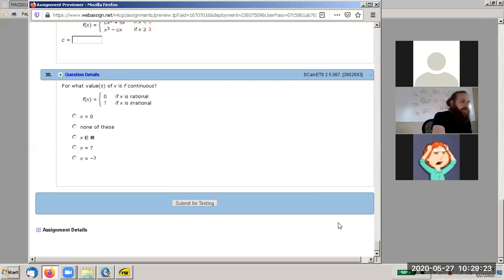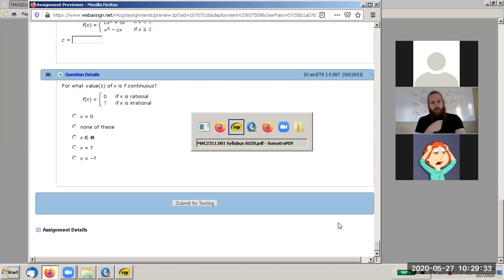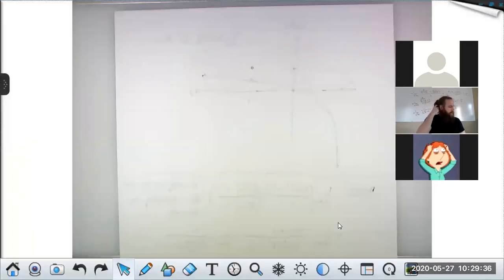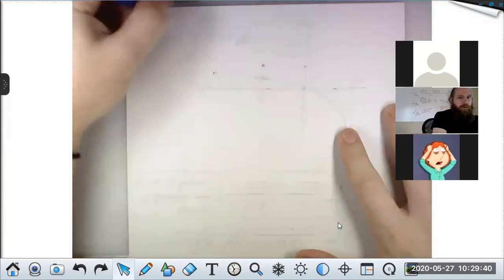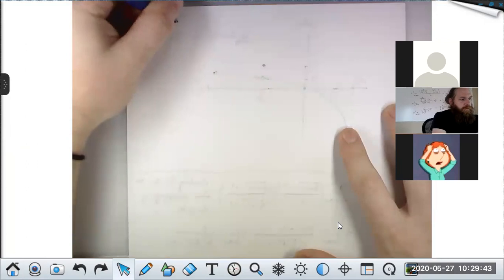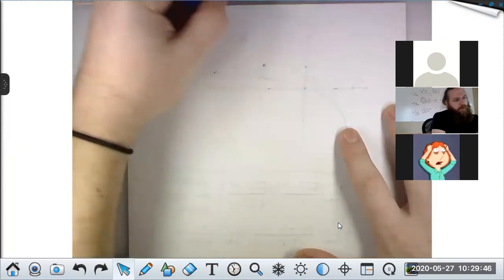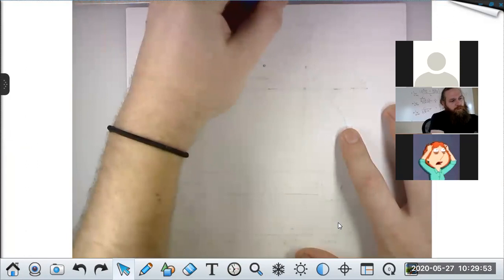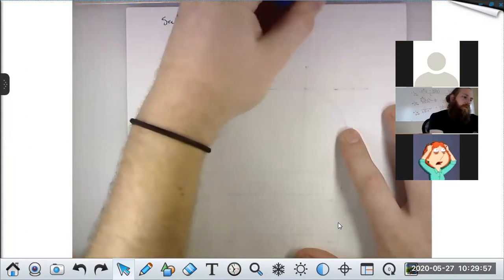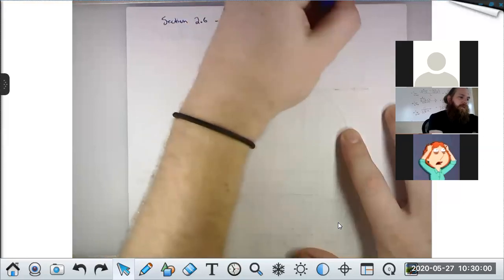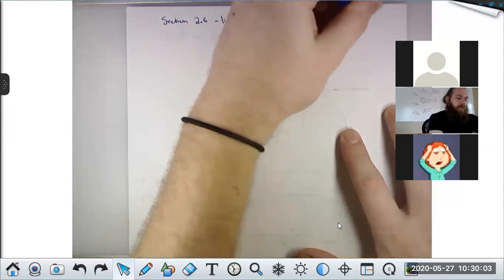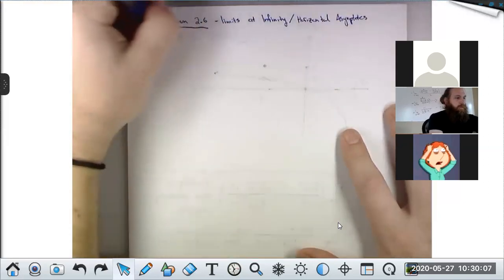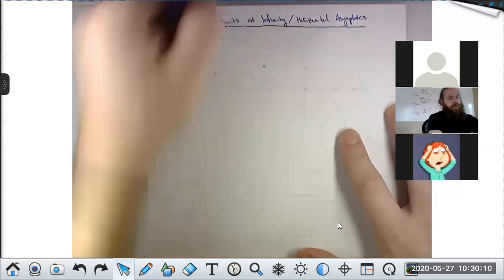I am going to go ahead and teach you this last section here, this 2.6 section. That way, those of you who are ready to can get started on the new homework. So this is section 2.6, which is on limits at infinity and horizontal asymptotes.